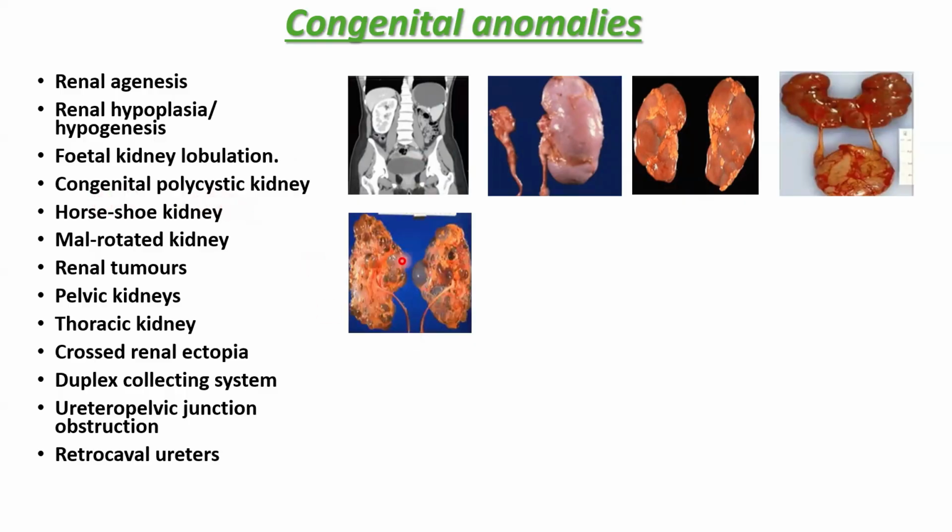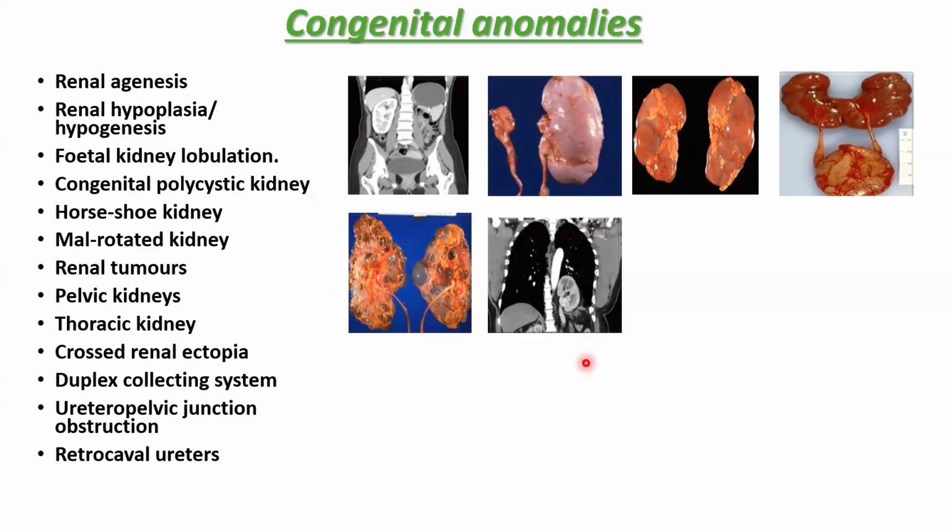And then once again, you can appreciate this one has kidneys which are separate, but now they have lobulations in them. And these lobulations, actually these cysts in them, have fluid. And that is what is known as congenital polycystic kidney. The other one is that you can appreciate this is actually the lungs here.